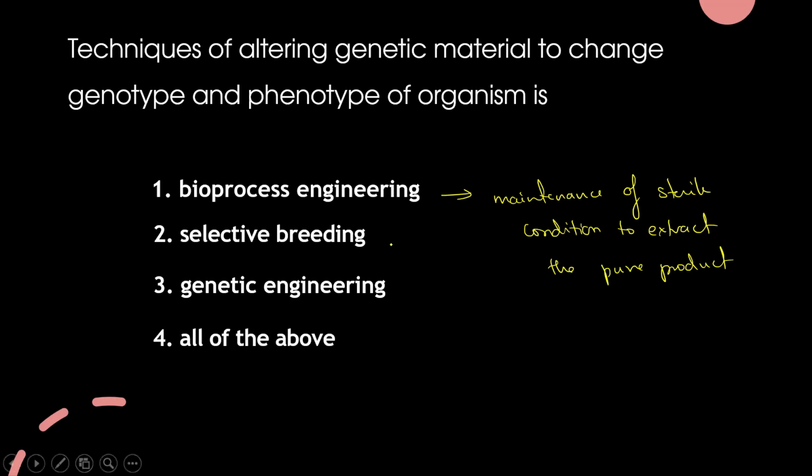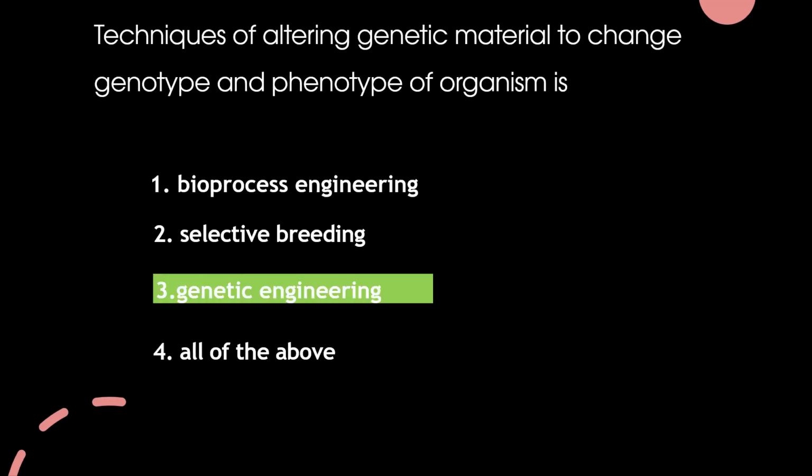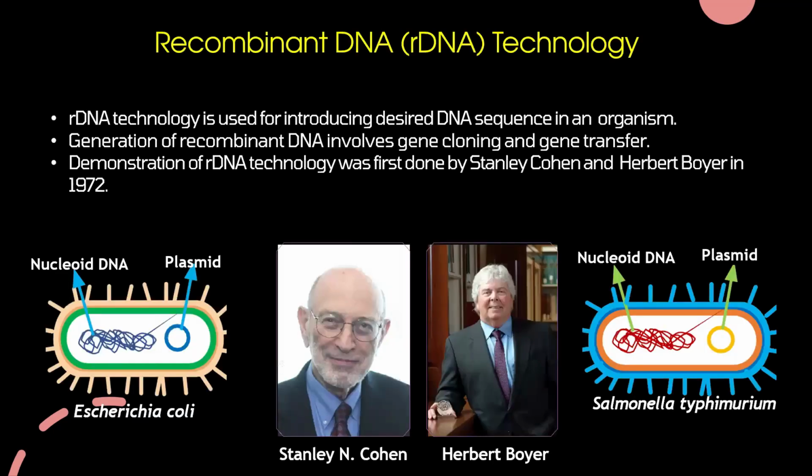And what is selective breeding? Come on, tell me. You pick the organisms with the desirable traits. And what is genetic engineering? It's the technique where you alter the genome of the organism so that you get the desirable genotype and phenotype of the organism. So the answer is 3. What about the others? Why are the others not opening their mouths?